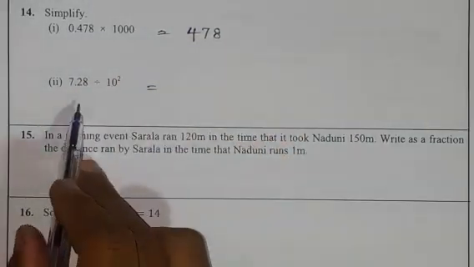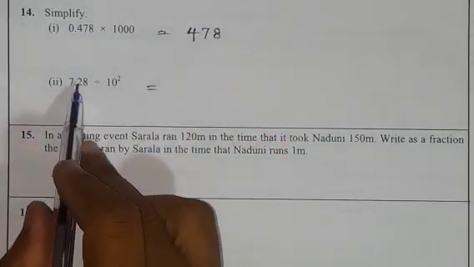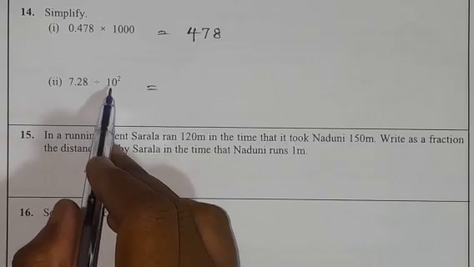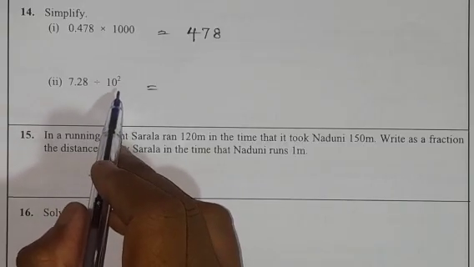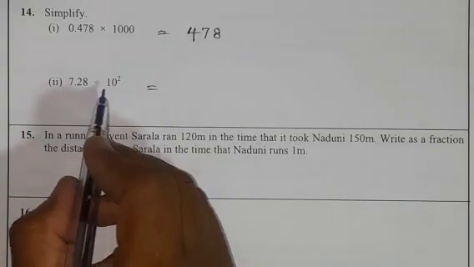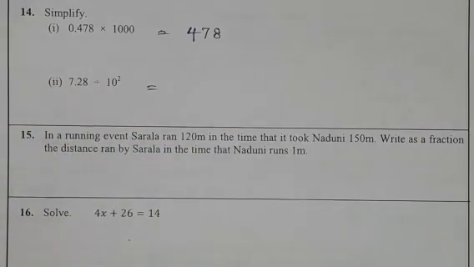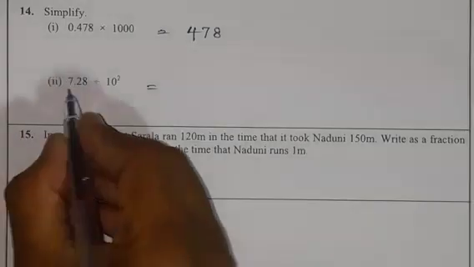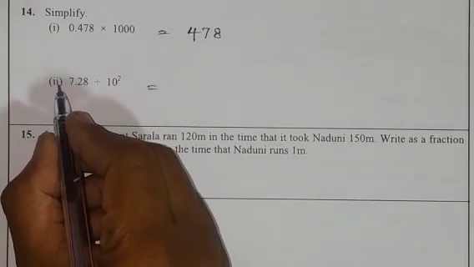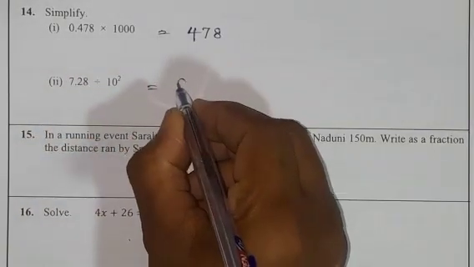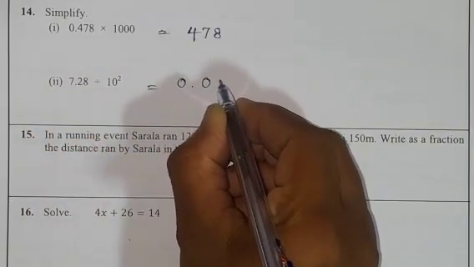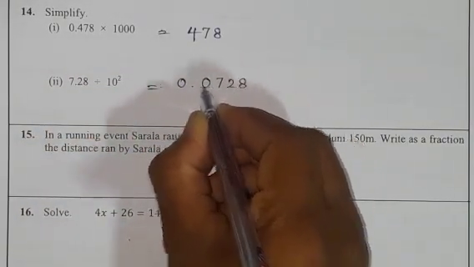Then question number 2, part 2 here. 7.28 divided by 10 to the power 2. 10 to the power 2 means 100. This is divided by 100. When a decimal number is divided by 100, the decimal point goes 2 places to the left side. So, we want to put another 0 here. 0.0728. That is the answer.